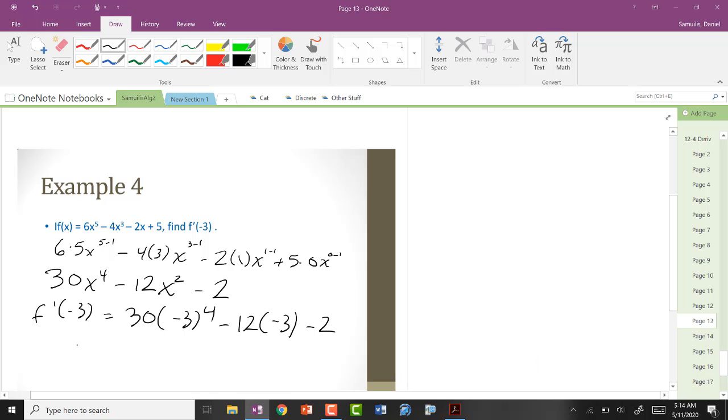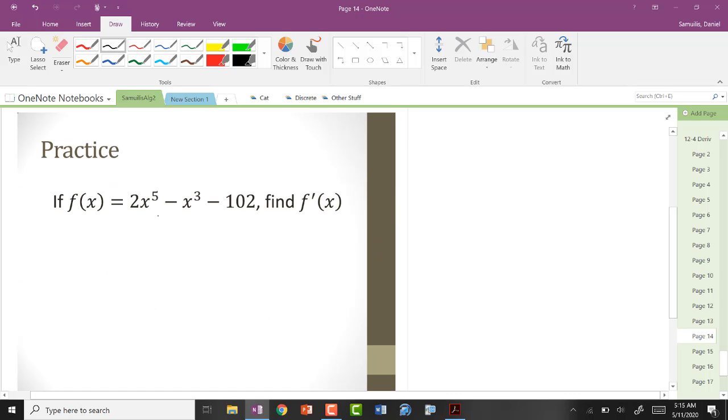Okay, so I end up with the slope of the line at negative 3 is 2,464. 2,464. So it's a very steep slope.